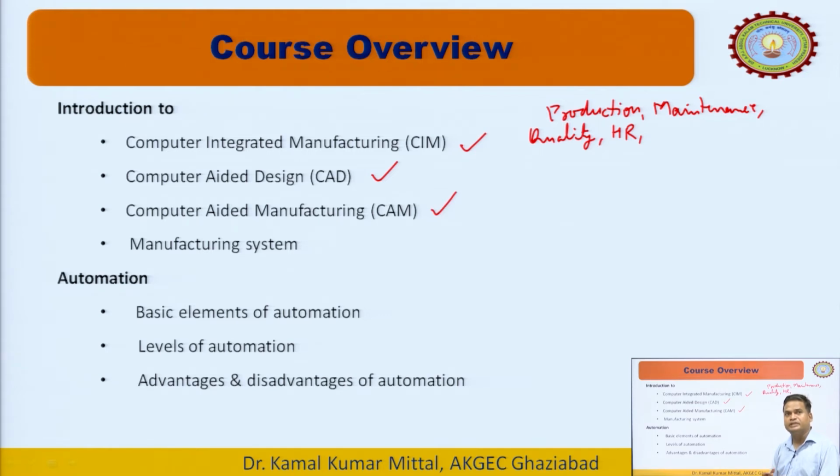But in the older system, when we use an old system in which we do not use the computer, we cannot communicate easily between different departments, and it takes a lot of time to run a system. So to run a system effectively and get better output, we are using computer integrated manufacturing.